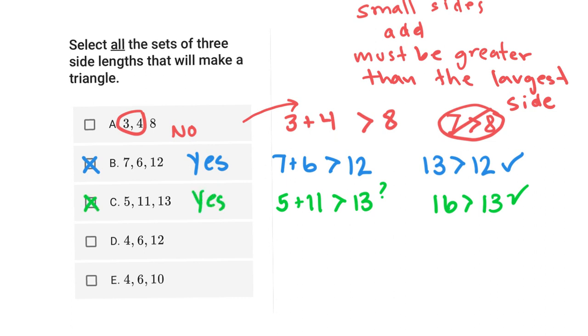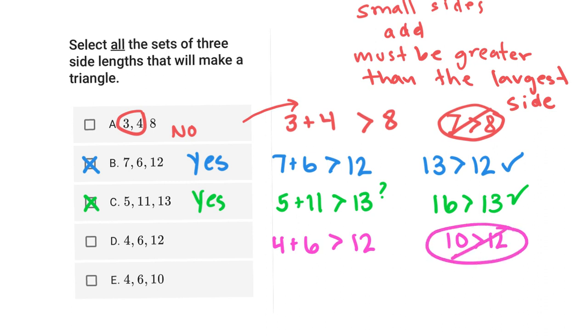The next one, 4 and 6 are my 2 smallest sides. Is that greater than 12? Is 10 greater than 12? It is absolutely not greater than 12, so this would not be a triangle.